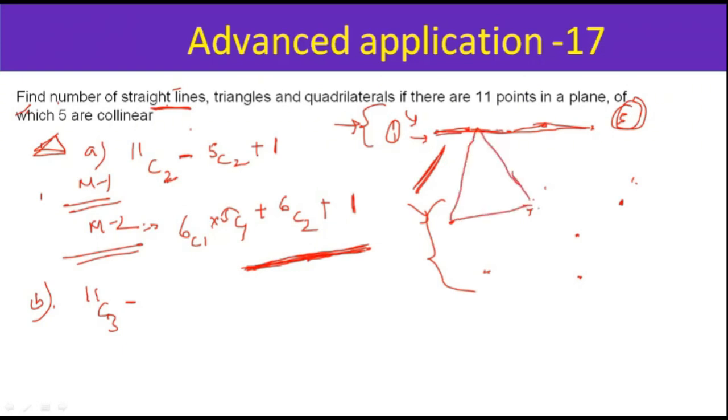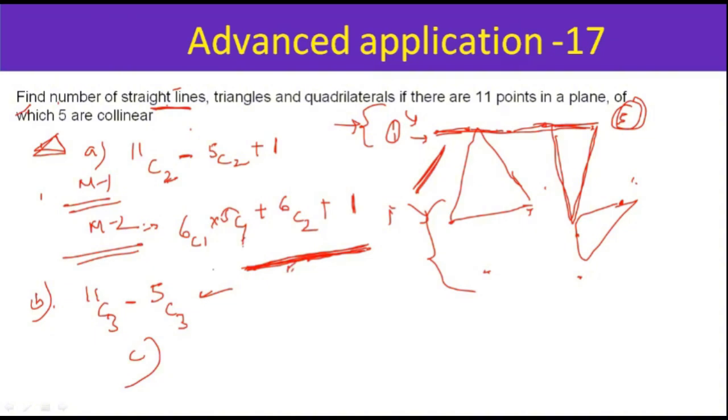I can choose any 3 points from here, it will form a triangle. Or I can even choose 2 points from here and 1 point from here. Even that will form a triangle, right? So everything works, but I can't choose all the 3 points from these 5. So I will simply remove those cases. I have 5 collinear points, and how many ways can I choose 3? 11C3 minus 5C3. This becomes my answer to question number B. Clear?